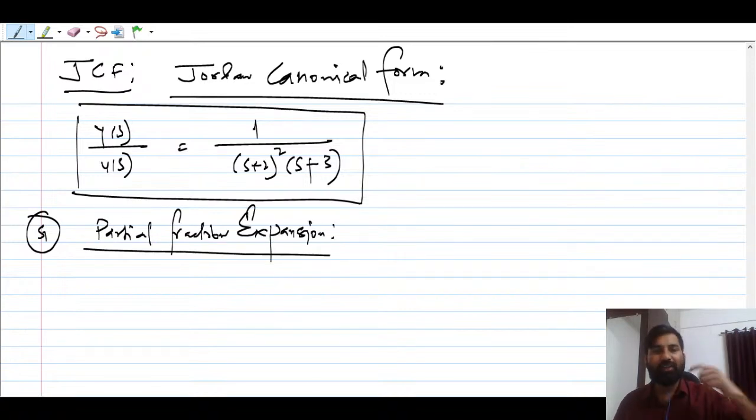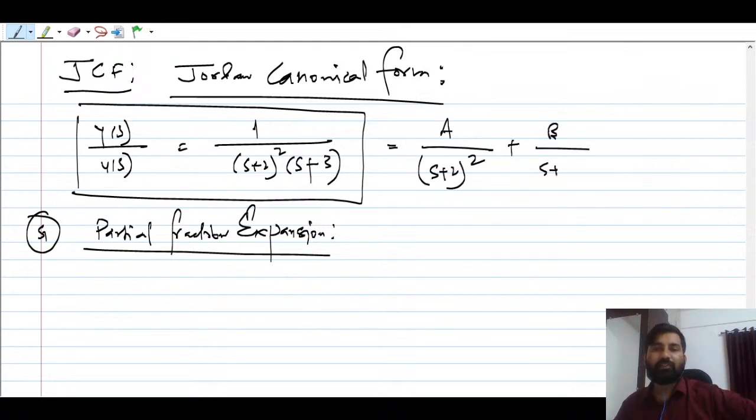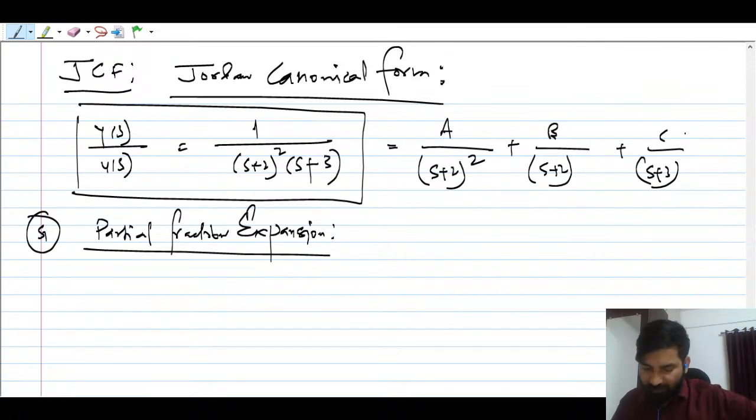I'll tell you the partial fraction expansion, how to do it quickly. Here you can say that there will be a partial fraction expansion: A by (s plus 2) whole square, B by (s plus 2), and C by (s plus 3). Okay, so you'll get all these things. So you have to find A, B, C.